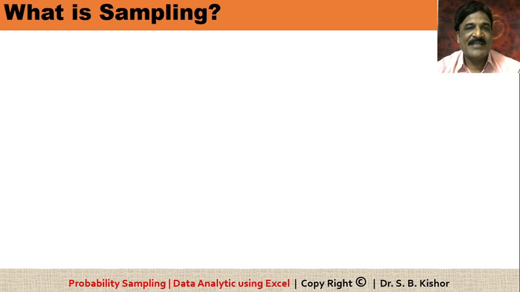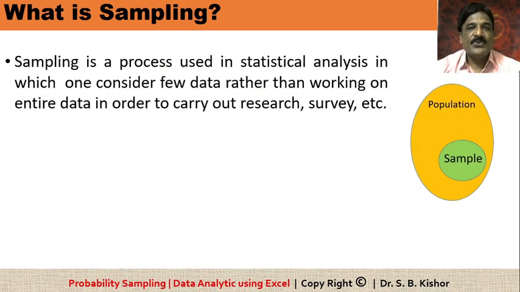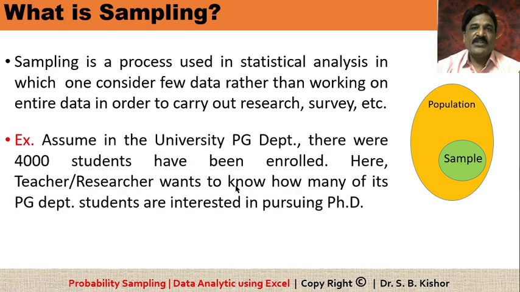So what is sampling? Sampling is a process used in statistical analysis in which one considers a few data rather than working on the entire data or population in order to carry out your research, survey, experiment or analysis. For example, assume in the university PG department 4,000 students have been enrolled, and here teachers or researchers want to know how many of its PG students are interested in pursuing a PhD.